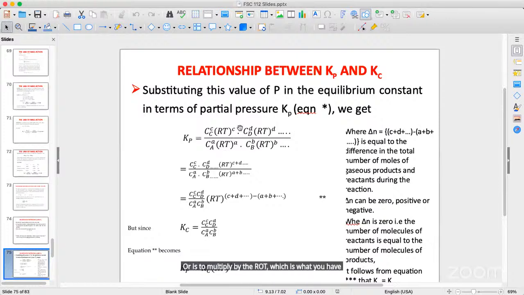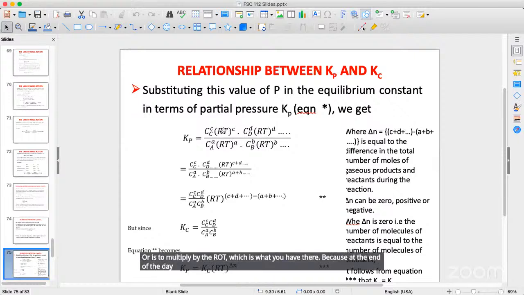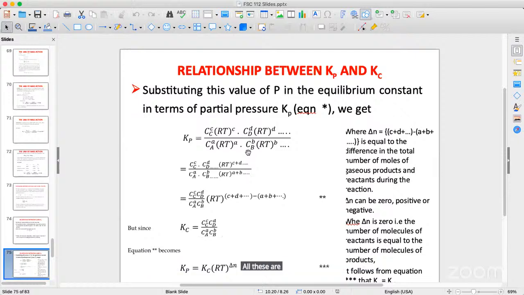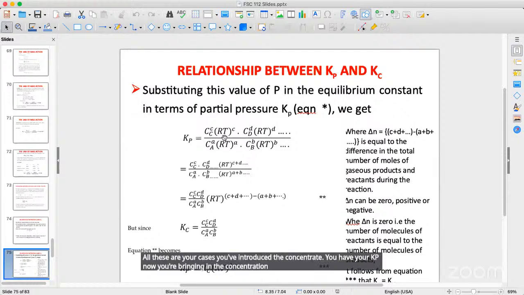Because at the end of the day, everything you have here is your Kc. If you look at this very well, all these are your Kc, because you've introduced the concentration. You have your Kp, now you're bringing in the concentration. You're converting your concentration to pressure. So that is what you're doing here.